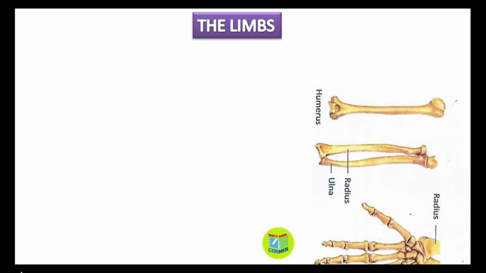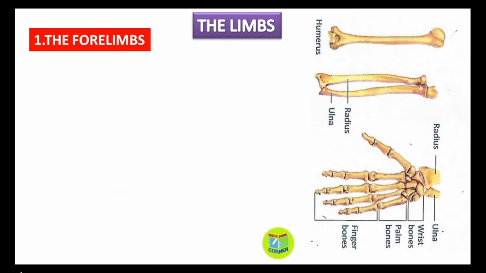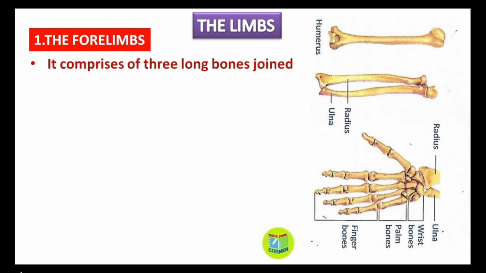The limbs. There are 2 pairs of limbs in human beings, the forelimbs and the hind limbs. The forelimbs comprise 3 long bones joined in a hinge. The 3 long bones consist of 1 upper and 2 lower bones. Hinge means a joint which moves in one plane, like the doors of our room.